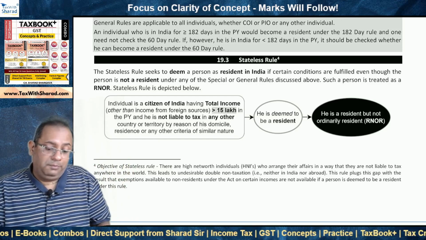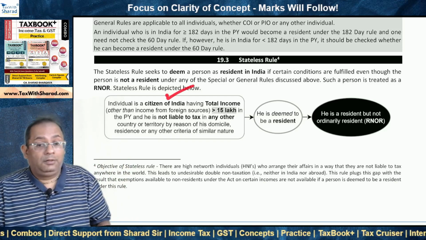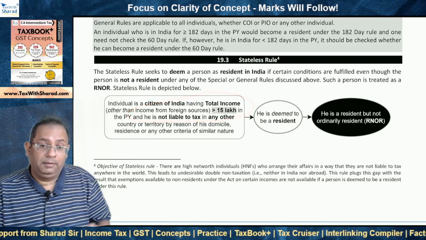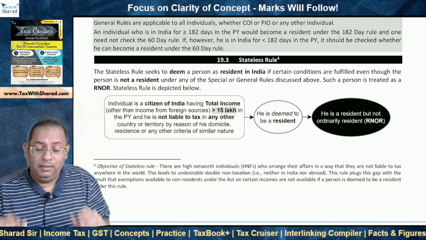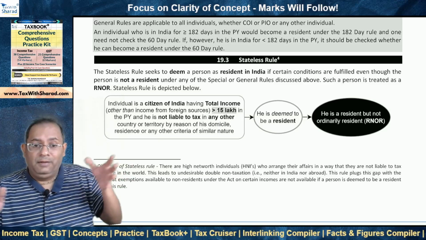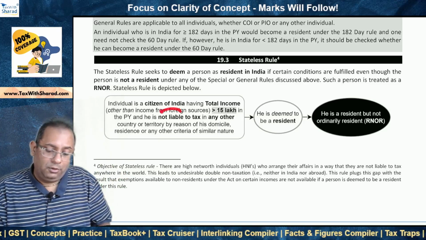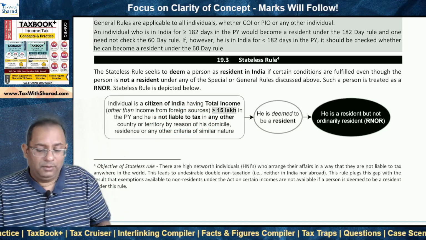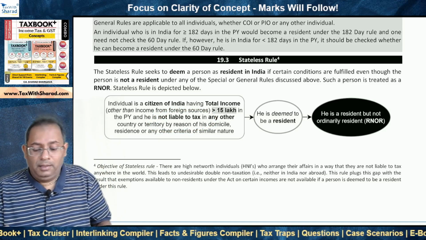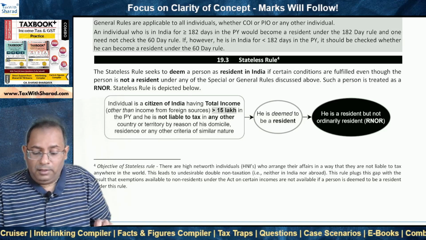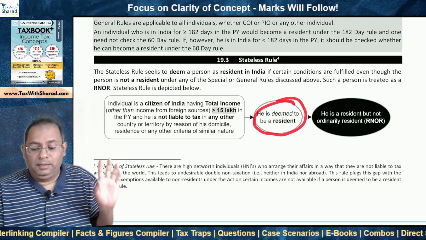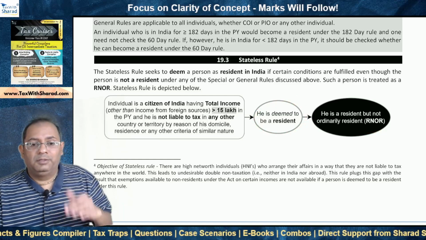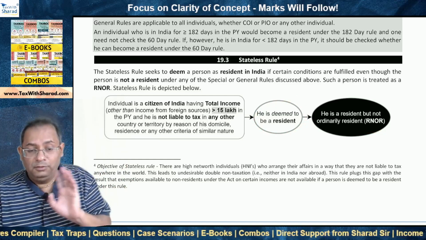But if the person is a citizen of India and he has total income from Indian sources more than 15 lakh, that means a sufficient nexus is building up with India. But look, despite having a sufficient nexus with India, the person is not liable to tax elsewhere in any other country or territory. Okay, then what will happen? In such case, the law will deem such person to be a resident and then a RNOR. So the person will not become a non-resident by virtue of this rule.